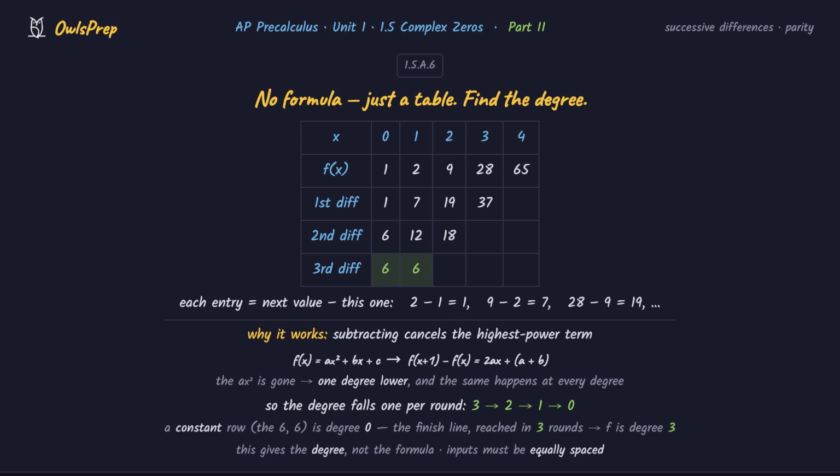One thing to be clear about. This tells you the degree, not the formula. Recovering the actual polynomial is a separate job. And the inputs must be equally spaced, otherwise the differences are not comparable and none of this holds.